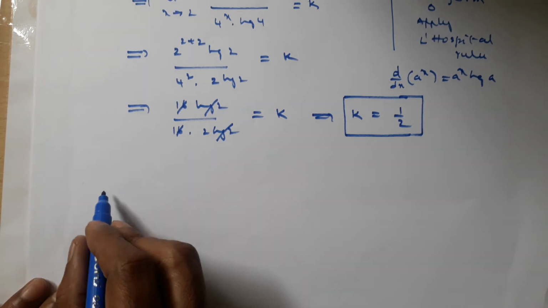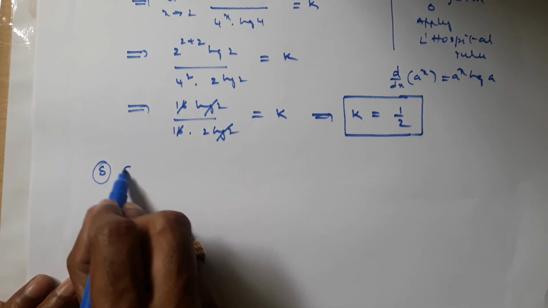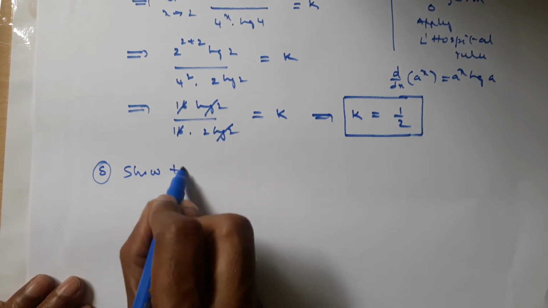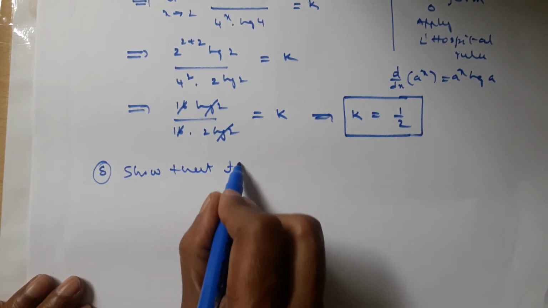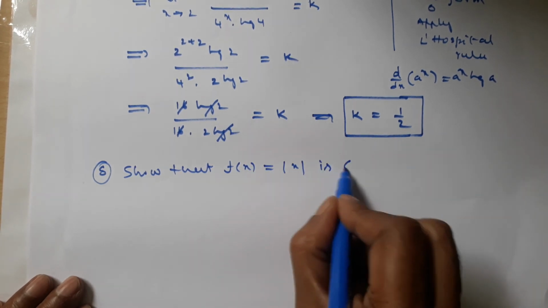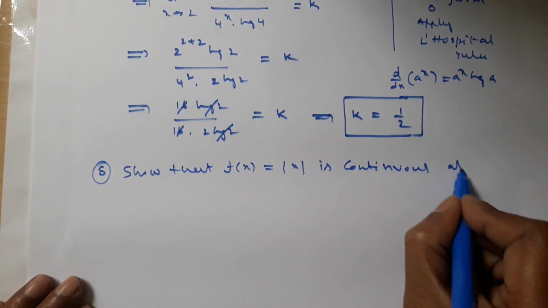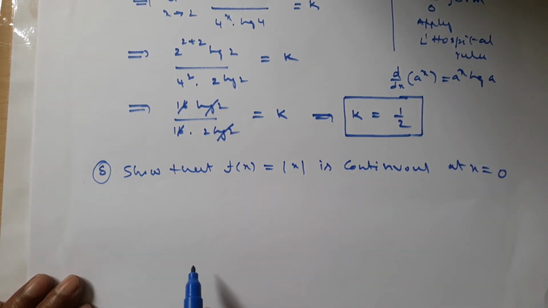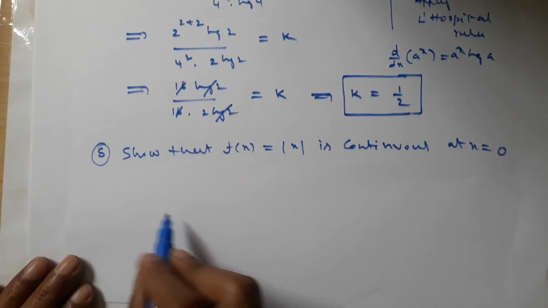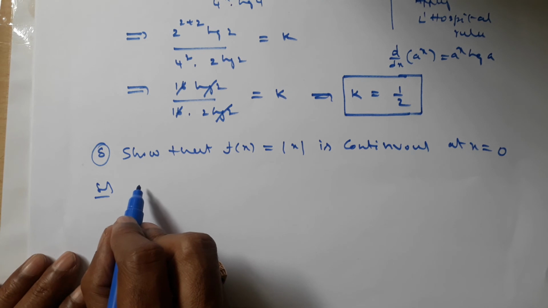Next, 8th problem. Show that f of x is equal to mod x is continuous at x is equal to 0. Solution. The modulus function is to be shown continuous at x is equal to 0.